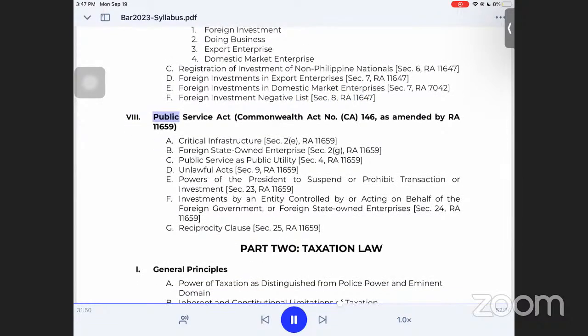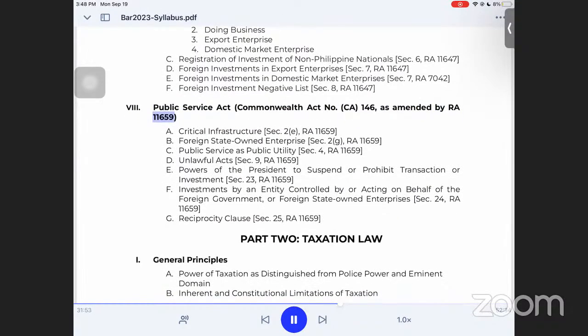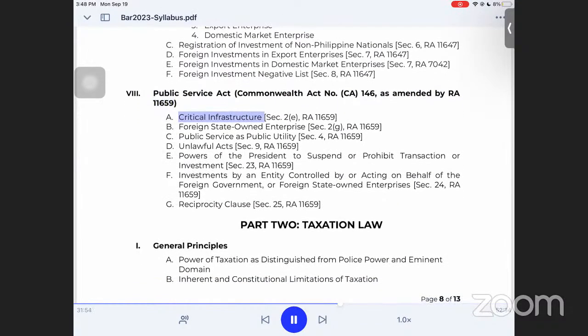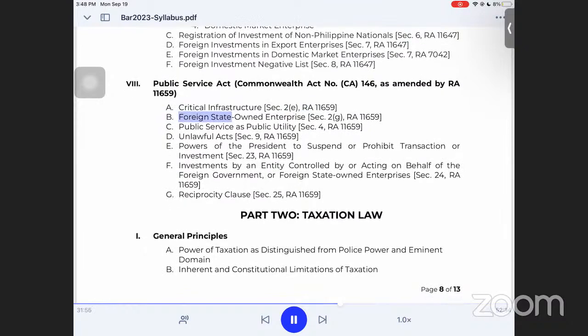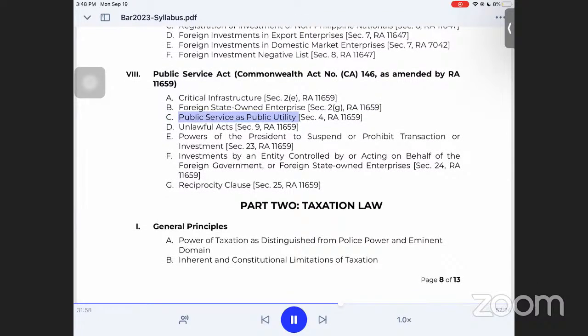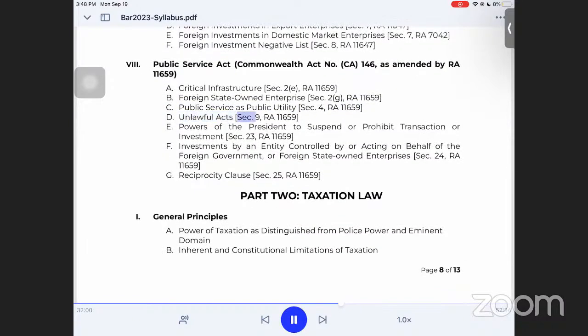8. Public Service Act, Commonwealth Act No. 146, as amended by RA 11659. A. Critical infrastructure, Sec. 2(e), RA 11659. B. Foreign state-owned enterprise, Sec. 2(g), RA 11659. C. Public services, public utility, Sec. 4, RA 11659. D. Unlawful acts, Sec. 9, RA 11659.